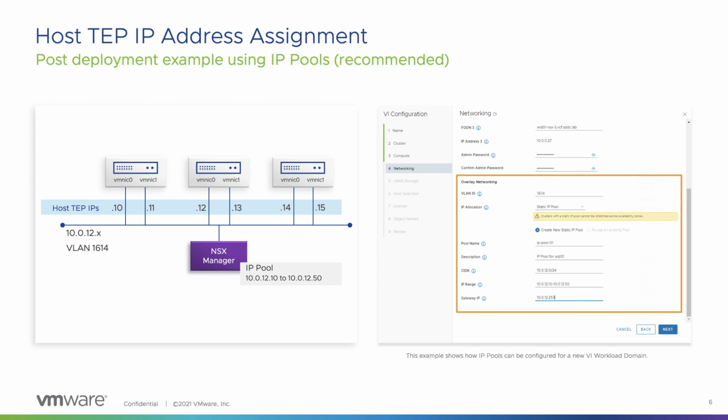An existing IP pool can be one that has been created by VCF previously, or it could have been created manually by the user from within NSX Manager. A new IP pool will always be required when configuring the first VI workload domain. And this is because the first VI workload domain configures a separate NSX-T fabric to that of the management domain.